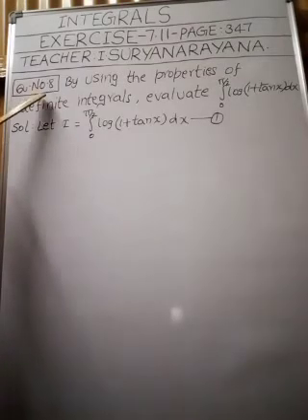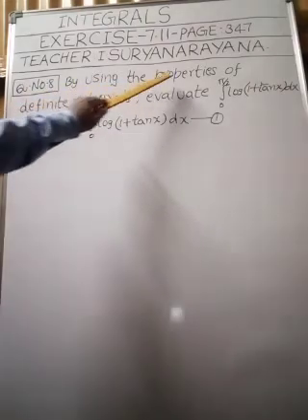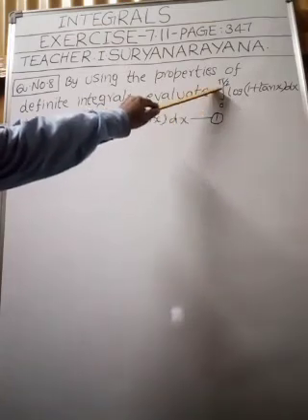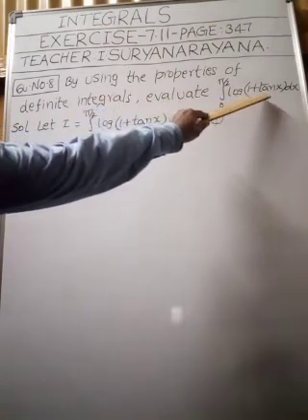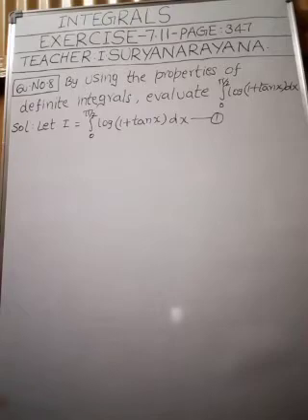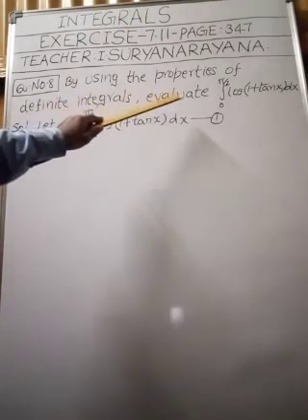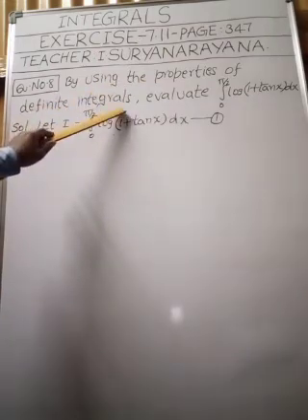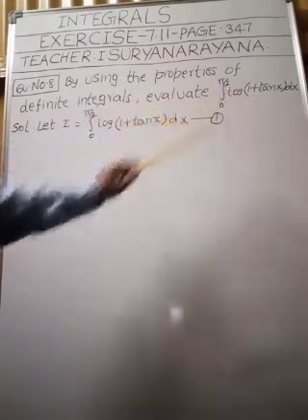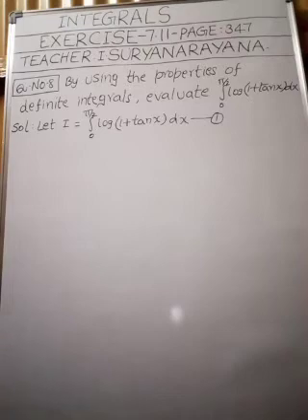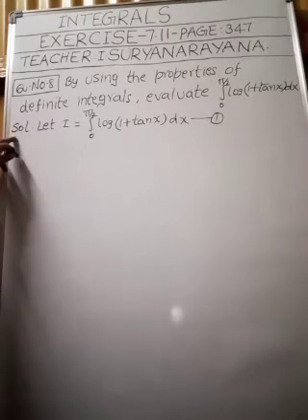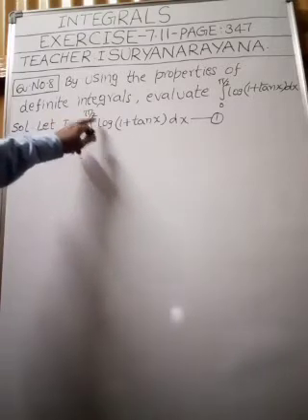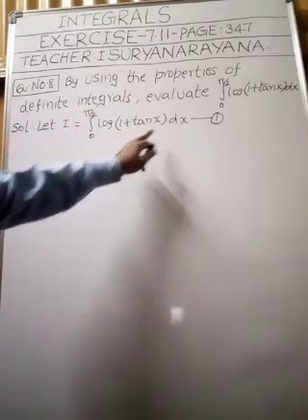Now come to question number 8. By using the properties of definite integrals, evaluate integral 0 to pi by 2 of log of (1 plus tan x) dx. Okay, my dear children, understood this question? Here also we have to use the properties of definite integrals to evaluate this question. Okay, my dear children, right. Now come to the solution part. Let us assume that capital I is equal to integral 0 to pi by 2 of log of (1 plus tan x) dx.